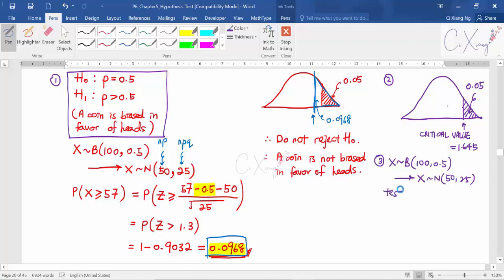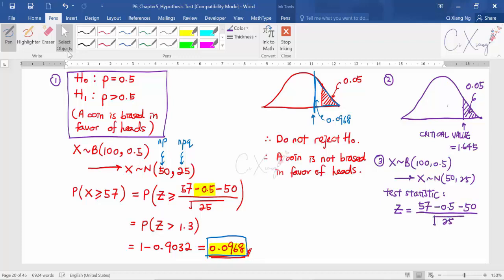So the test statistic will be Z. So Z equals X, what is the value of X? 57. Then you have to do continuity correction, which is minus 0.5, and then minus 50 divided by square root 25. So again, this is the part that usually students will do wrongly, the continuity correction.